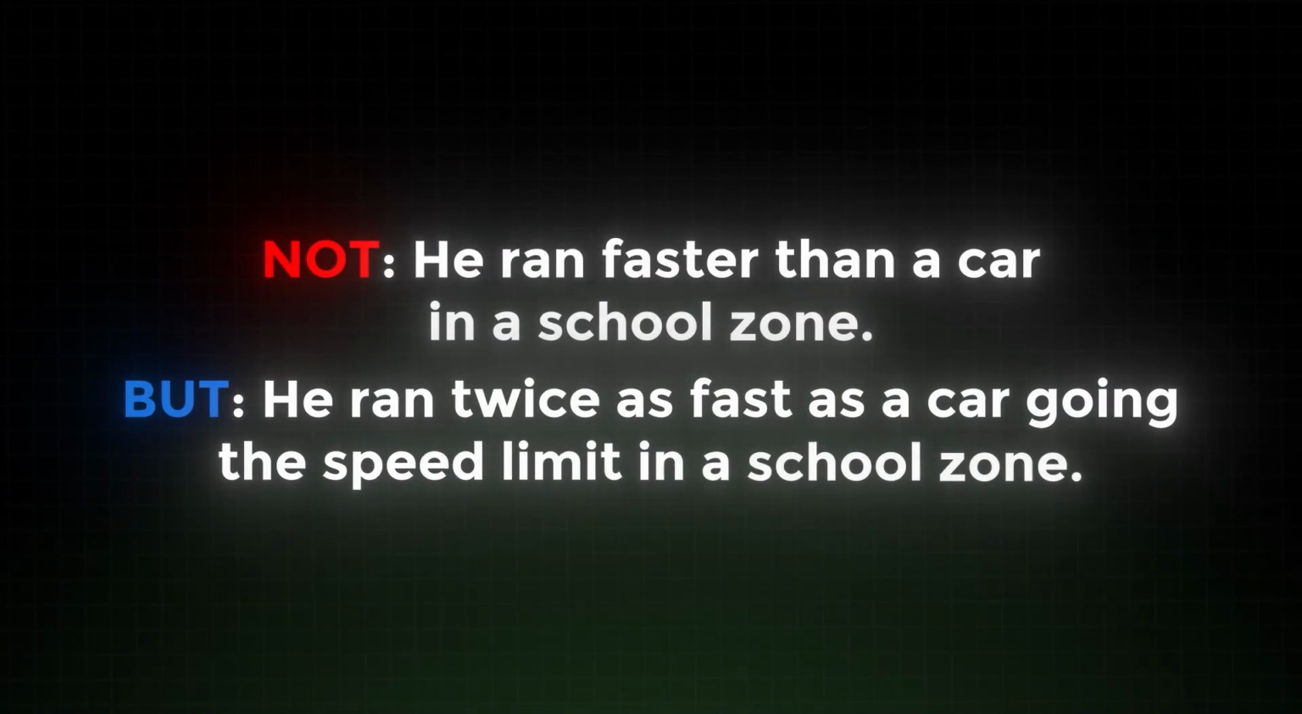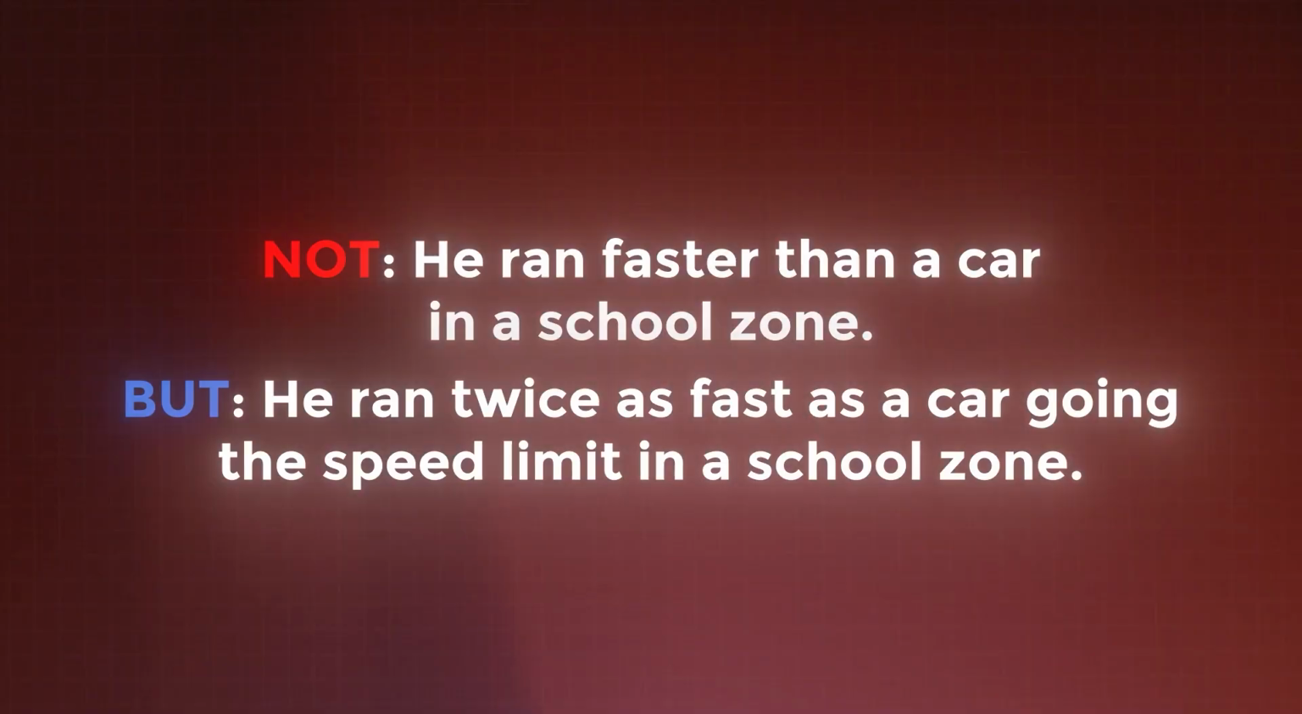So using phrases throughout our sales page that have a very reliable anchor, right? So he ran twice as fast as a car going the speed limit in a school zone. Things that we can kind of like, okay, I get that. Instead of saying he went 48 miles an hour, right? We can say he went 2 miles an hour slower than you go on the highway. Things like that.